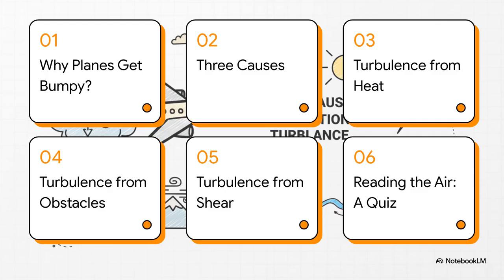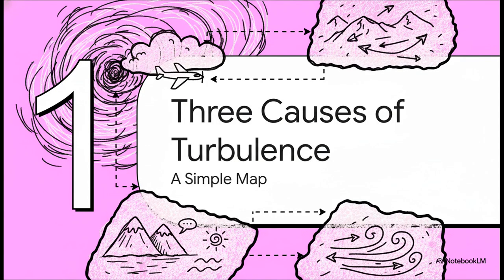Here's our flight plan. First up, we'll tackle a big question: why do planes get bumpy in the first place? Then we'll get to the heart of it, the three main culprits behind turbulence. We'll break down each one: turbulence from heat, from obstacles, and from something called wind shear. And stick around, because at the end, we'll put your new knowledge to the test with a quick quiz. Okay, let's get right to it.